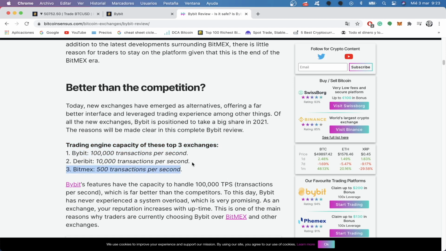So this is why they have the system overload on BitMEX, because there were tens of thousands of people trading, and it was suddenly just a collapse of too many people trying to trade at the same time. This doesn't happen on Bybit. It hasn't happened yet, and I do not think it will happen in the near future.